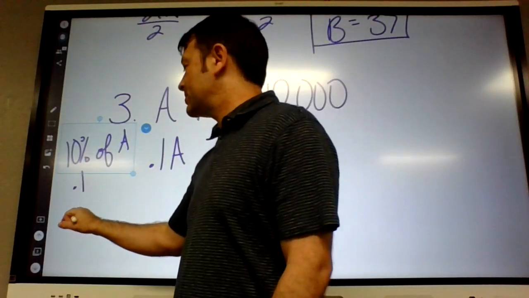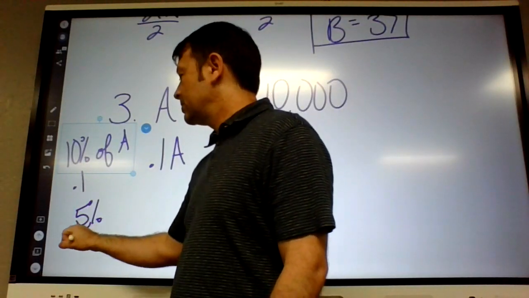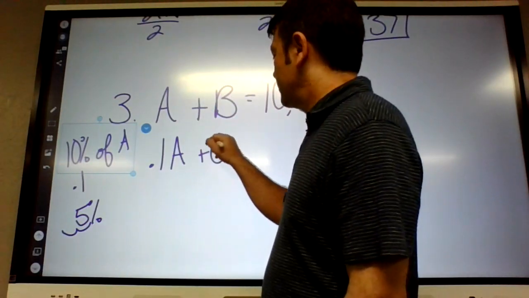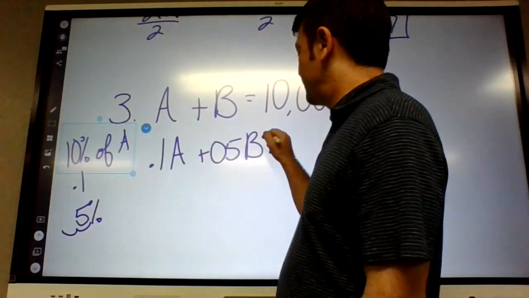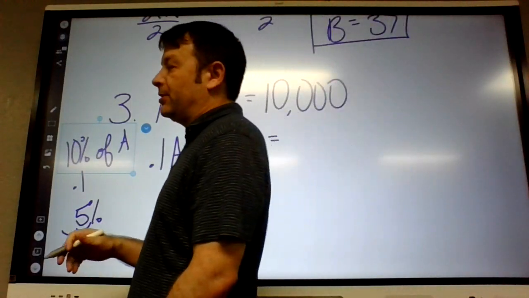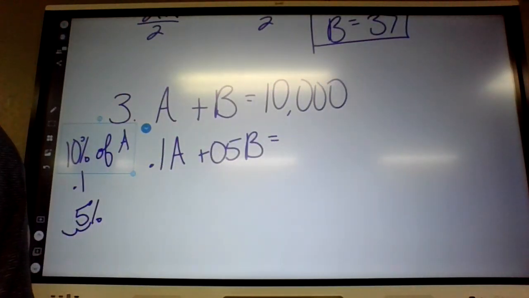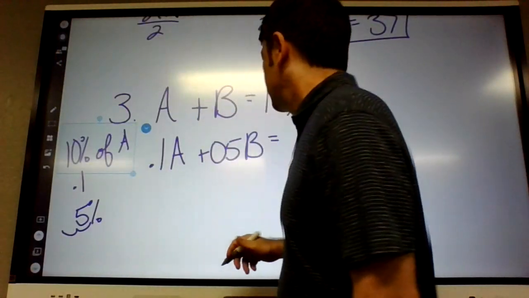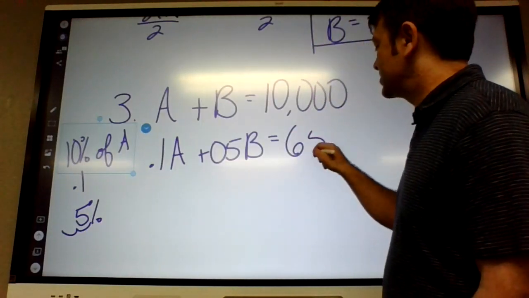And then you got 5% on B. What's 5% as a decimal? 0.05. 5% for B. And then altogether he made $650 from his investments.